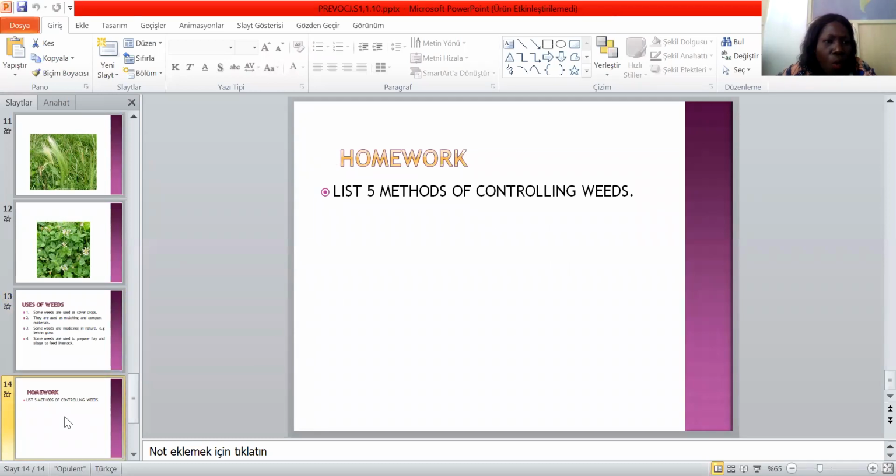Okay. For your homework, against next class, I want you to list 5 methods of controlling weeds. How can we control weeds on our farm? We can't fold our hands and allow weeds to take over the farm. We have to control them. So I want you to list out 5 methods by which farmers can control weeds on their farm.